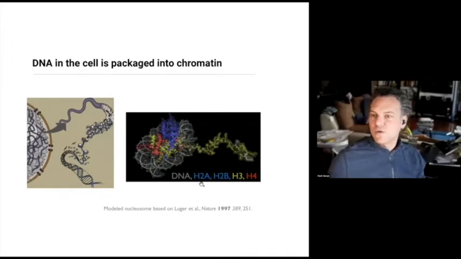There, for those of you who remember this, the histones are H2A, H2B in blue, H3 and H4 in yellow and red, together with the DNA that's shown in gray here. And this is a nucleosome shown here, and the nucleosome is a fundamental unit of chromatin.